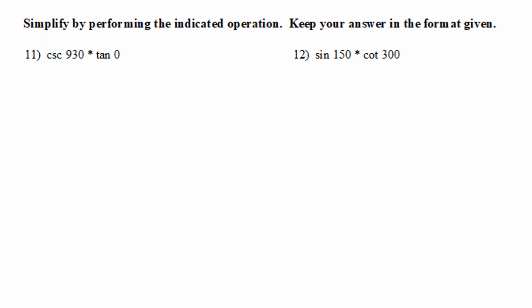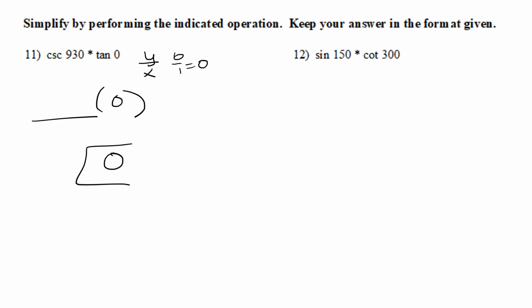Okay, and our last few examples that we have, we're getting there. Cosecant of 930 degrees multiplied by tangent of 0. The first thing I want to do is figure out what is tangent of 0. So what's the y over the x at 0? That would be 0 over 1, which is just 0. So no matter what cosecant of 930 degrees is, I'm just going to be multiplying that by 0. So we really don't have to figure that one out. The answer will just be 0.